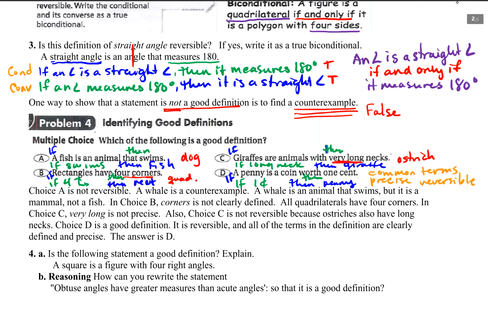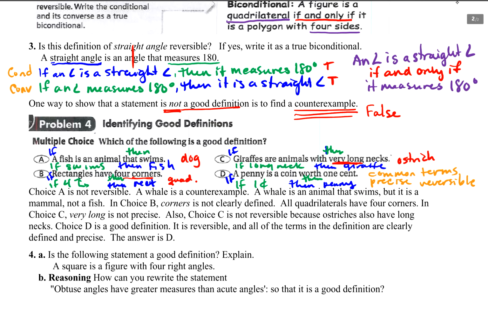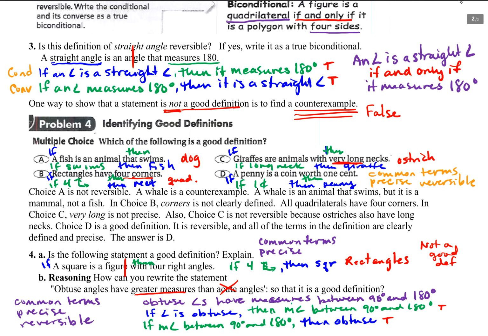All right. Pause the video and do the last few problems there. All right. There might have been a couple of ways to go about this. Let's do A first. Is the following statement a good definition? A square is a figure with 4 right angles. So we break this down. We have square and 4 right angles.